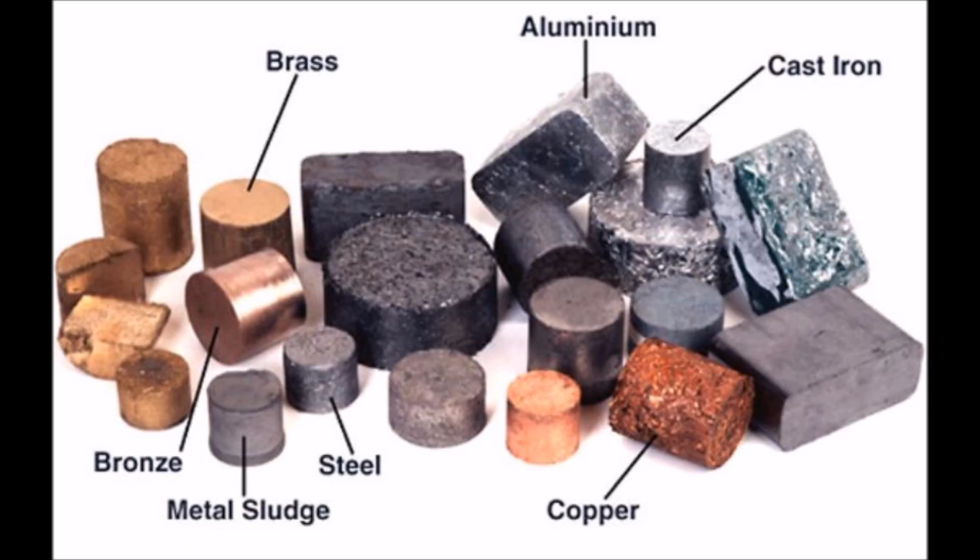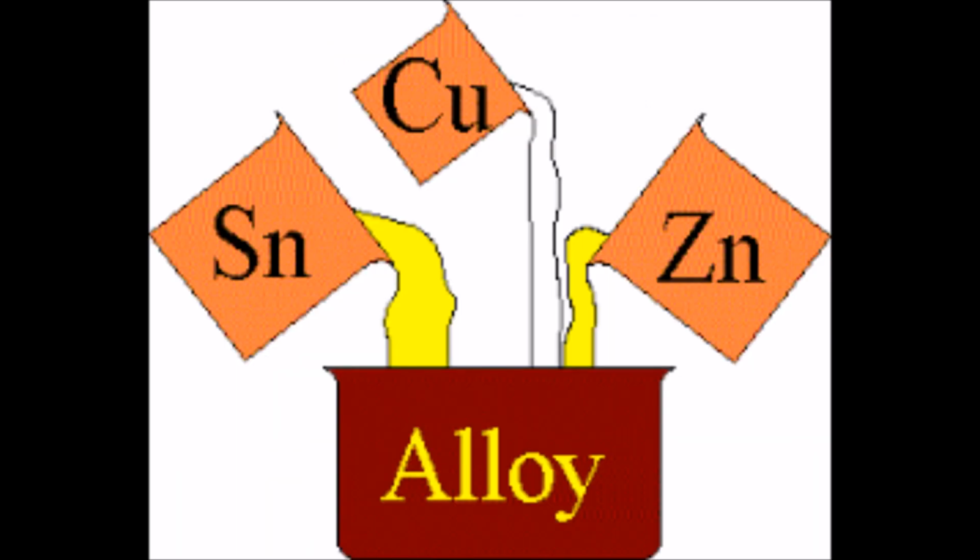An alloy is a homogeneous mixture of two or more metals or a metal and a non-metal. It is prepared first by melting the primary metal and then dissolving the other elements in definite proportions. It is then cooled to room temperature.